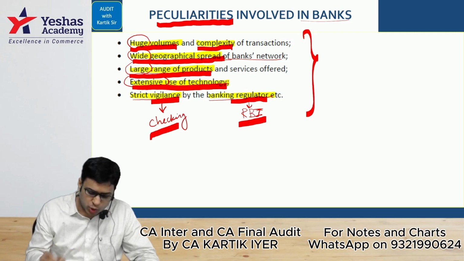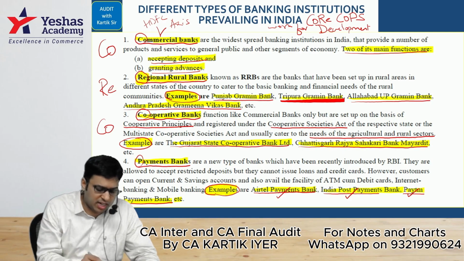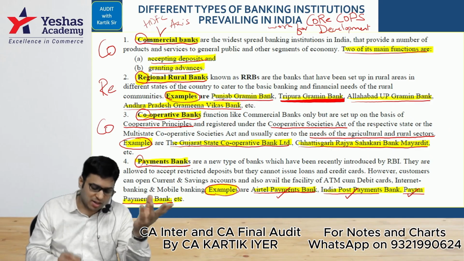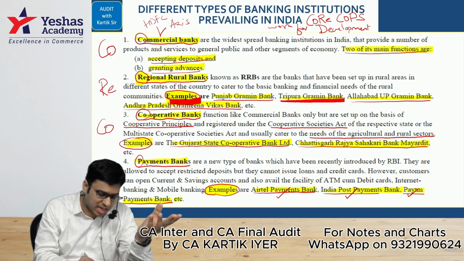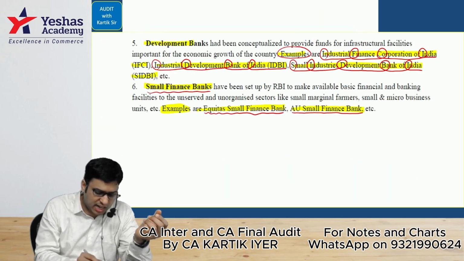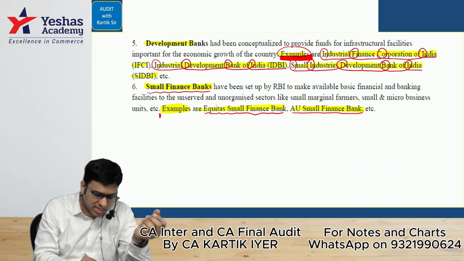This is question number 2. Question number 3, very simple. We did different types of banking institutions in India. I gave you a small code. We read this answer. Remember the examples. See, examples are given. Do the examples very, very well. Anything can turn up in the examination. Examples are given in this.